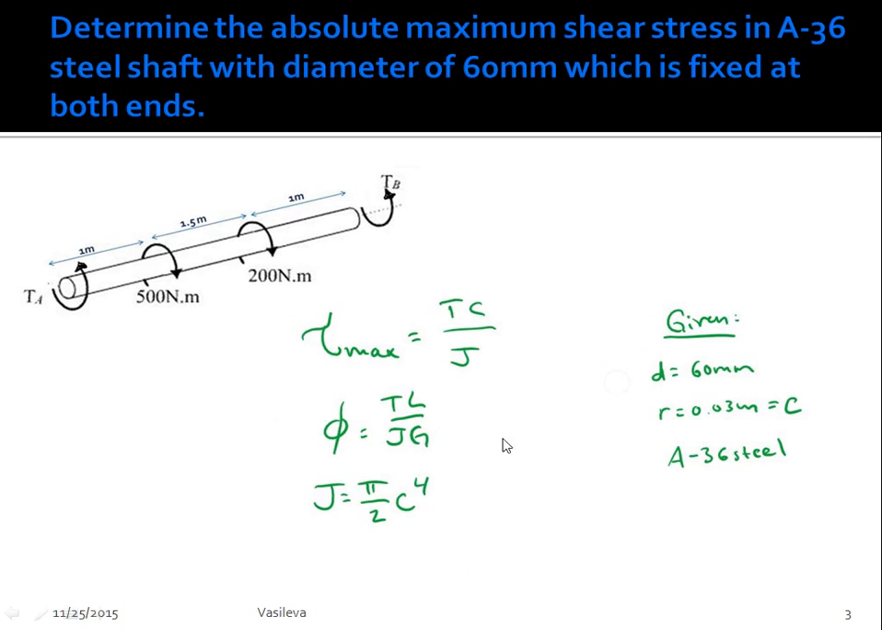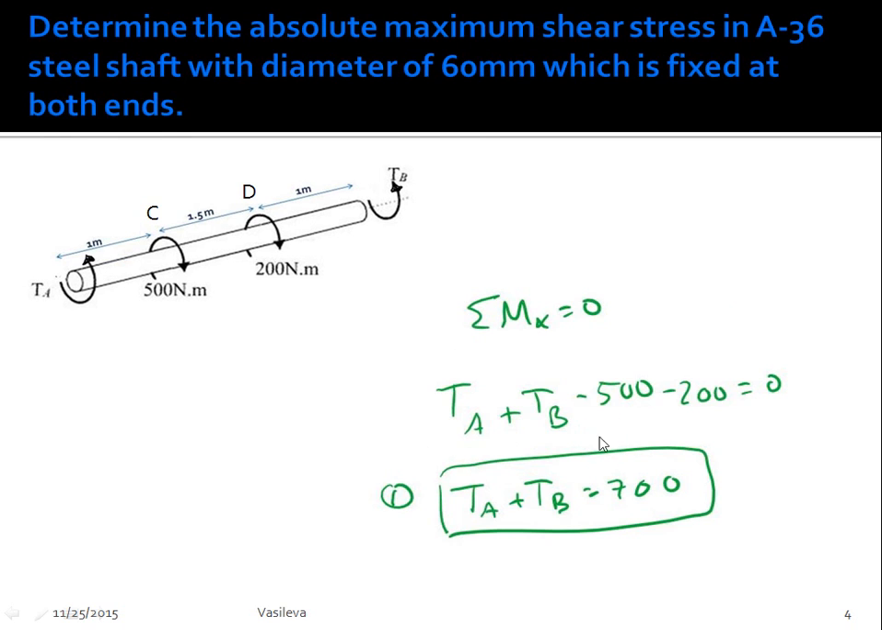I first wrote down my equations, which I'll probably need, and my given data, which is basically the diameter, which I rewrote as the radius. We're given the material, and if we're given a table, we can use this information to find what G would be for this particular shaft.